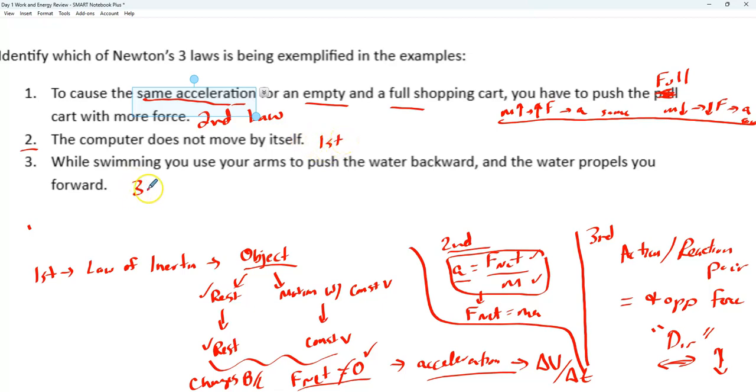And then the third law is the third example, where it says while swimming, you use your arms to push the water backward, and the water propels you forward. So your arms push backward, and the person moves forward, so that is the opposite direction, and it's equal forces in opposite directions. With these examples, don't add more things. Just read what is there and make your decision based on what's there. Again, it should be very obvious as to which one it's trying to demonstrate.